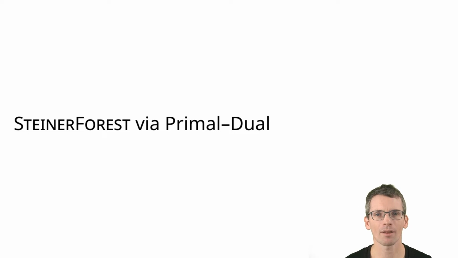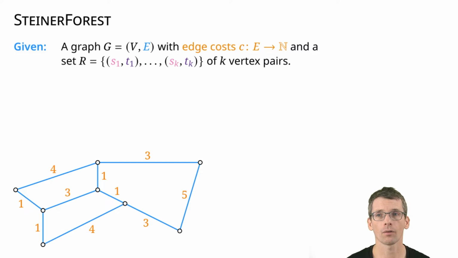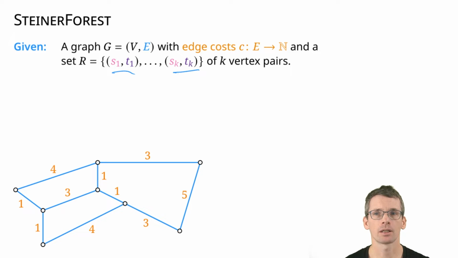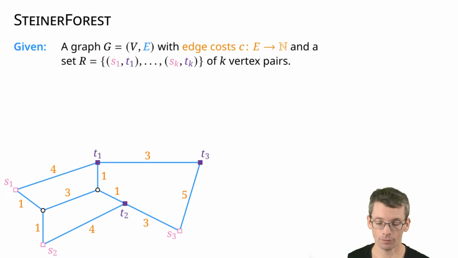Today I want to show you another application of the Primal-Dual scheme, here for the problem of computing minimum Steiner forests. So what's the problem? We have a graph G, we have edge costs, and we have a set of pairs of terminals. So we have S1, T1 up to SK, TK. So here we have our graph with edge weights, and now we also have terminals. And the goal is to find a graph of minimum cost that connects those pairs of terminals.